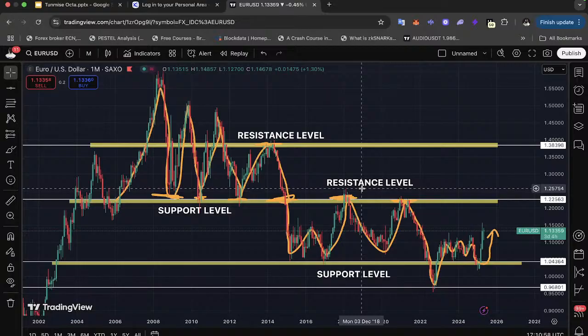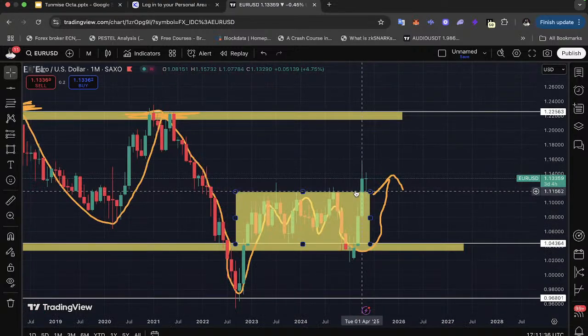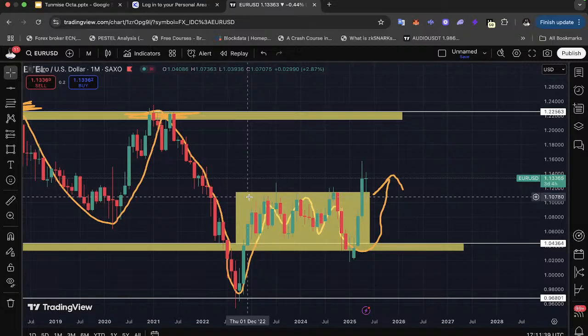Yeah, we can see how price has been consolidating at this level. All right, and a breakout occurred outside this consolidation. Now the interesting thing, why you need to pay attention here, is the fact that this consolidation took 2 to 3 years.